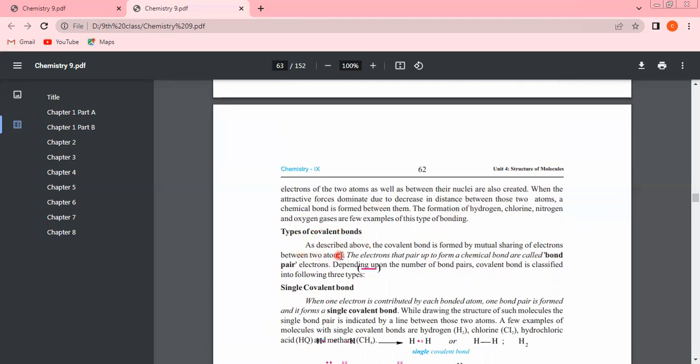Types of covalent bonds. As described above, the covalent bond is formed by mutual sharing of electrons between two atoms. The electrons that pair up to form a chemical bond are called bond pair electrons. Depending upon the number of bond pairs, covalent bonds are classified into the following three types. Single covalent bond. When one electron is contributed by each bonded atom, one bond pair is formed and it forms a single covalent bond. While drawing the structure of such molecules, the single bond pair is indicated by a line between those two atoms. A few examples of molecules with single covalent bonds are hydrogen, chlorine, hydrochloric acid, and methane.